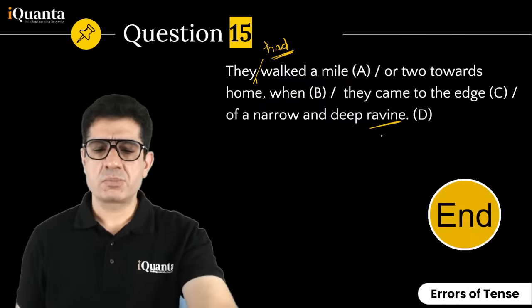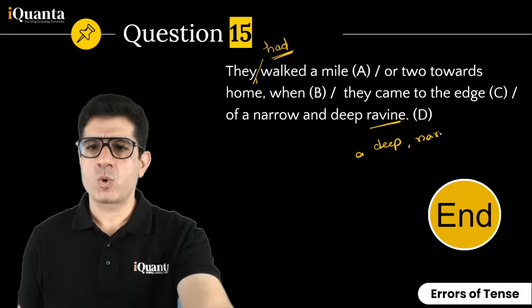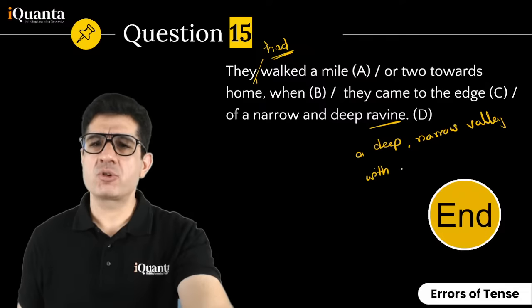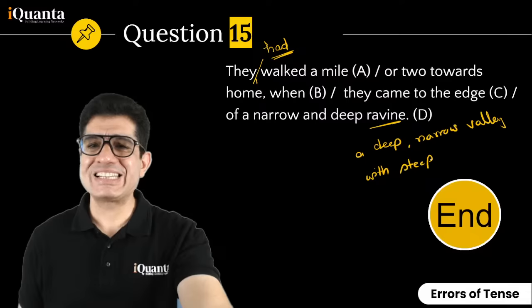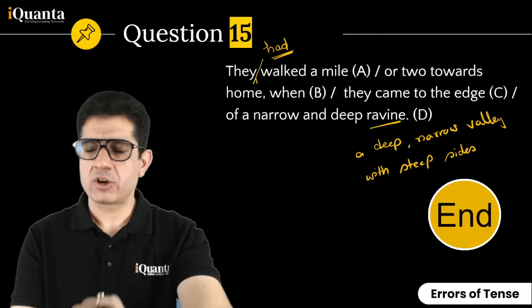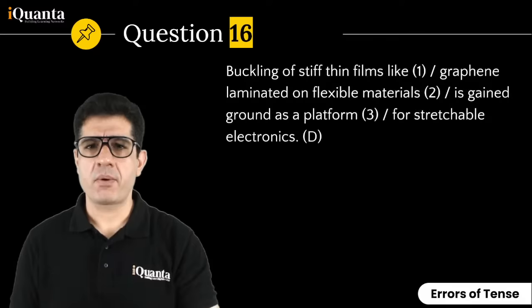Okay, ravine is basically a deep, narrow valley, which happens to have some rather steep sides. Okay. Then next one.